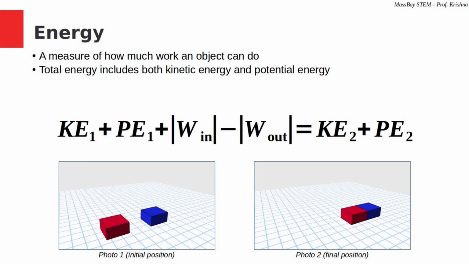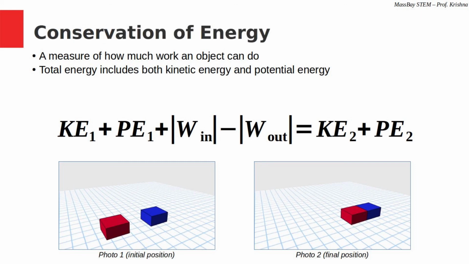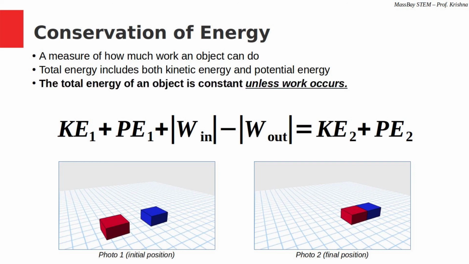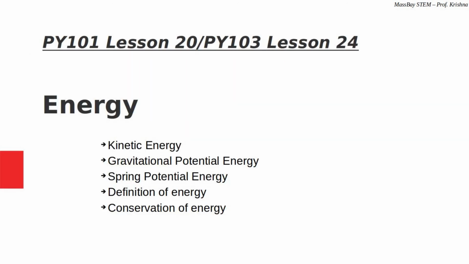This equation is known as the law of conservation of energy. It says something very profound. It says the total energy of an object cannot change unless work occurs. A more familiar way of phrasing that is energy cannot be created or destroyed. That's what it means when we say energy is a conserved quantity. Conservation of energy is a centerpiece of physics. In the next 2 videos, we'll see how to apply it to different puzzles.